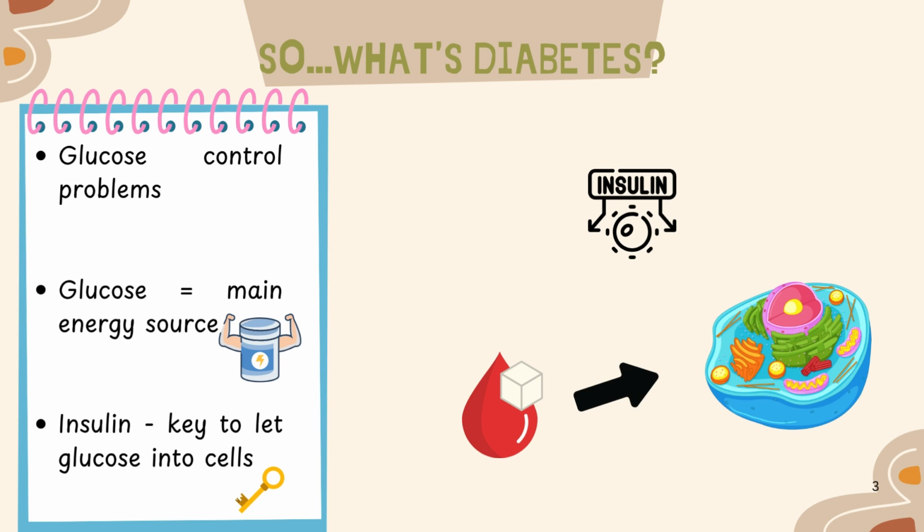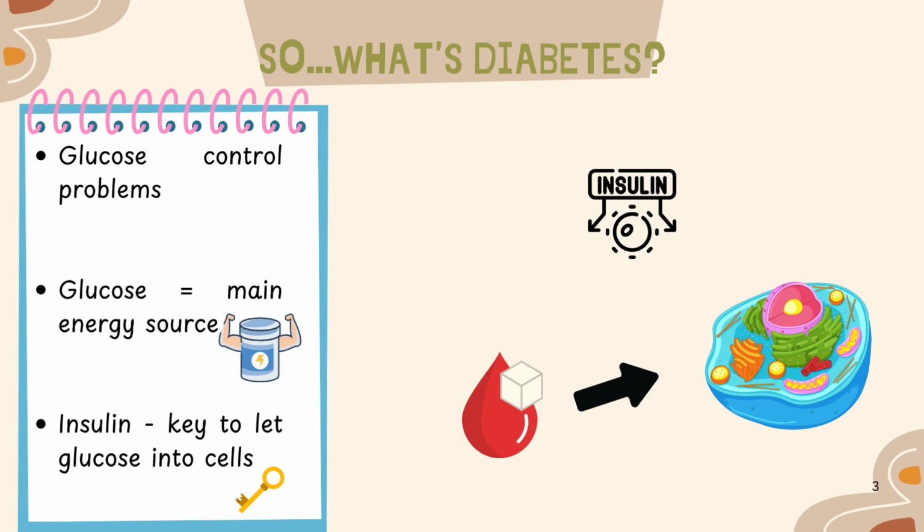So let's jump in. What is diabetes? At the core, diabetes is a problem with glucose control. Glucose, as we know, is the body's main energy source, kind of like gas for a car. And in order to help our cells function, it needs to get into the cells to fuel everything from muscle movement to brain function. Insulin is the key that unlocks the doors to let the glucose into the cells.